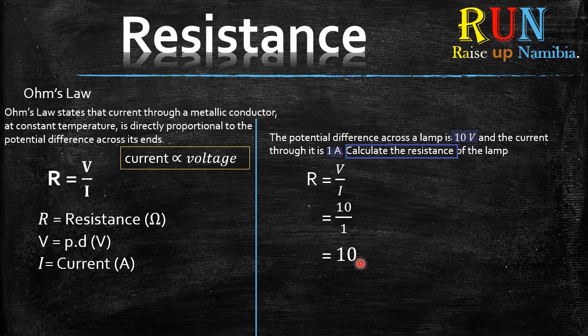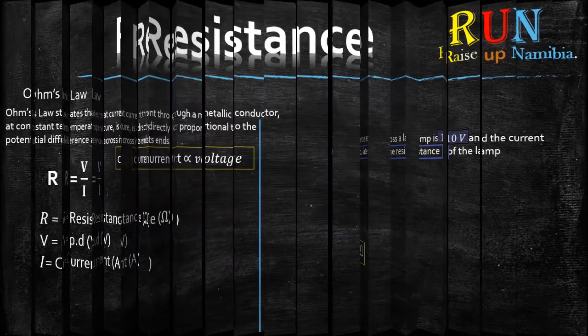So what is 10 divided by 1? That will be 10. 10 what? Because we are calculating resistance, it will be 10 ohms. Okay? And that's your final answer. Let's take a look at another example.